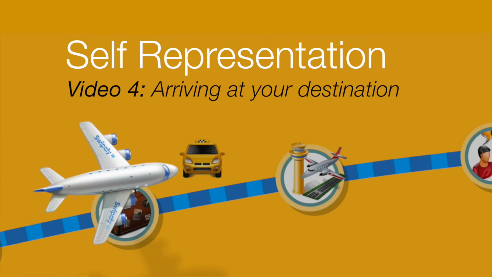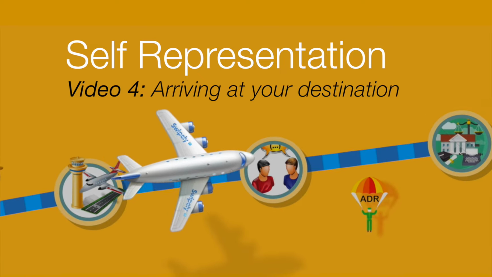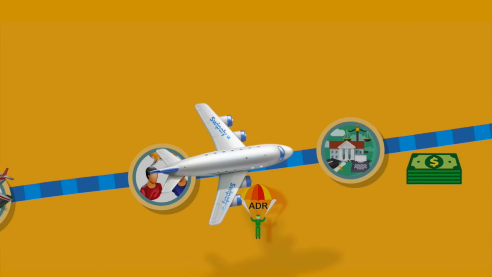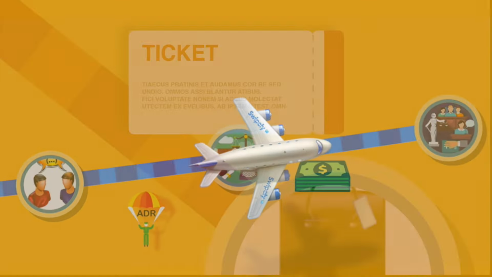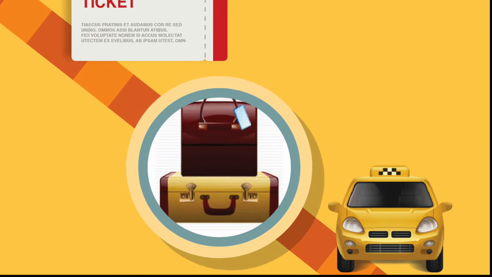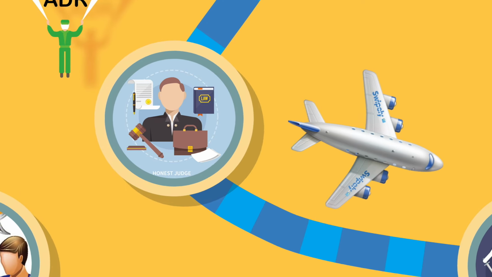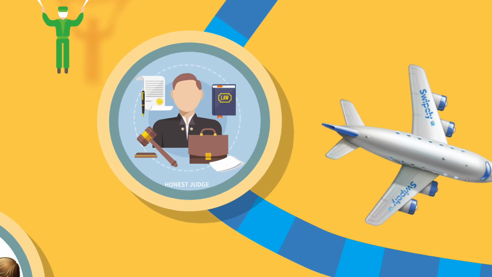This is the fourth in a series of videos about representing yourself in a court for a civil law matter. It's like taking a flight somewhere. Videos 1 and 2 are about getting your tickets written. Video 3 is all about sorting out your luggage. And this video is all about your arrival at the destination, a court hearing.